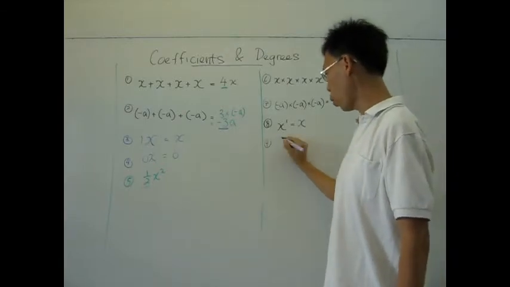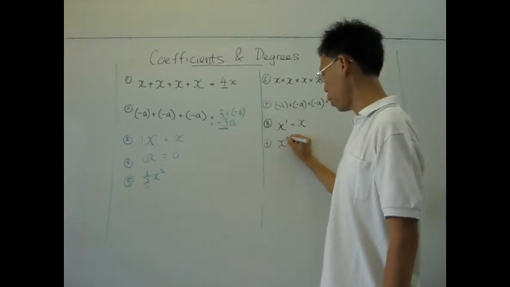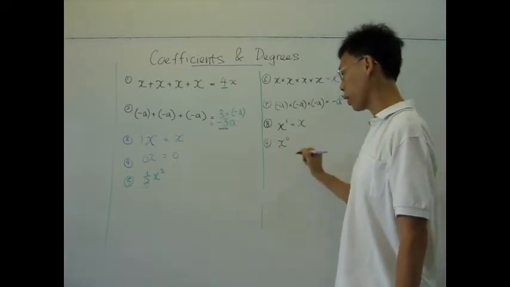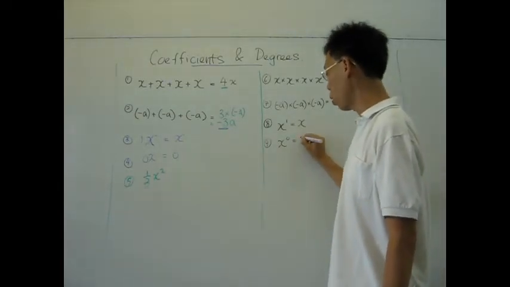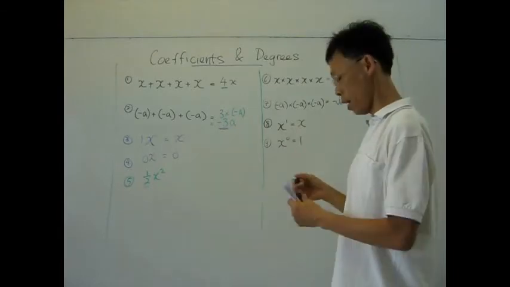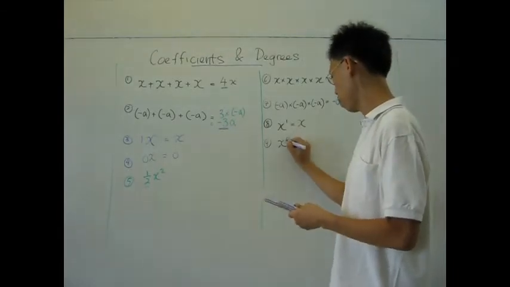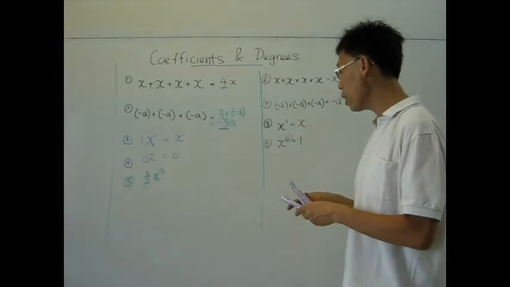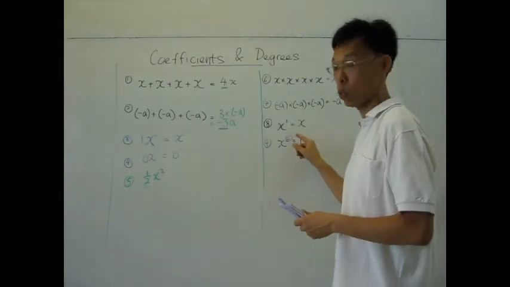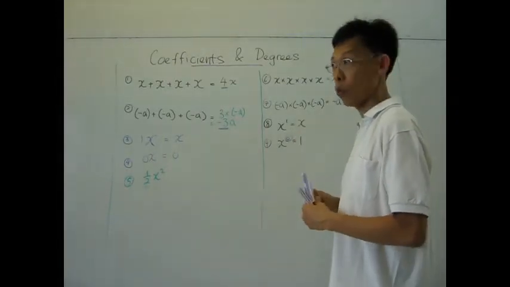You could have also x to the power of 0. And in this particular case, it is actually 1. The degree here is 0. So for any number like 1, the degree is actually 0.